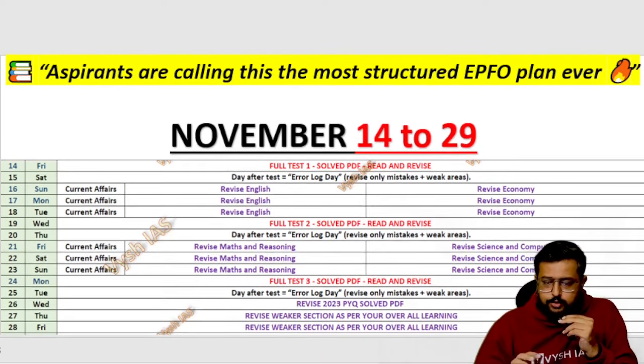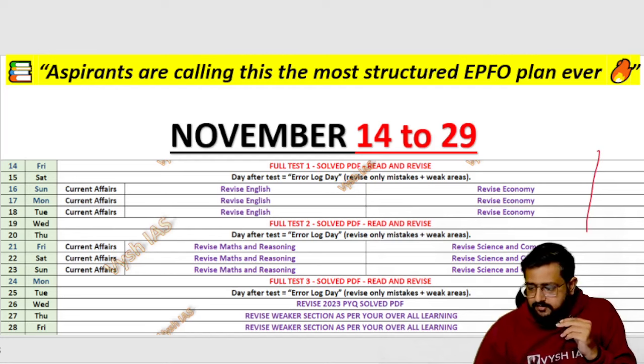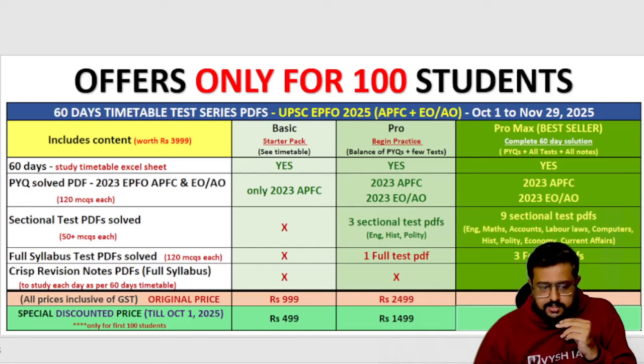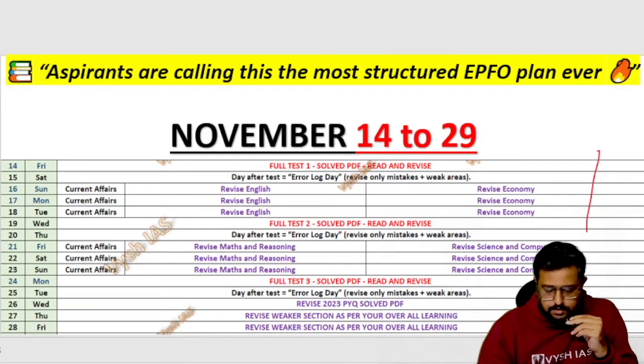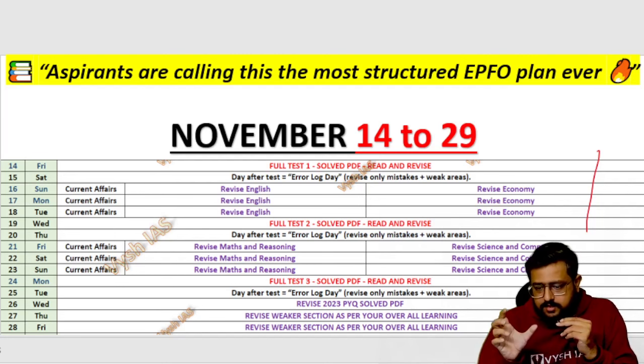When you enroll on day 1, you will get the sectional timetable Excel sheet with you. So 3 full tests will be there, and after each full test day, I am giving you 1 extra day for error log day. Error log day is when, after the full test, you will understand, okay, my maths is weak, or my economics is weak, my history is weak. Then you work on only that. It will vary from person to person. That is how the revision days have been set.